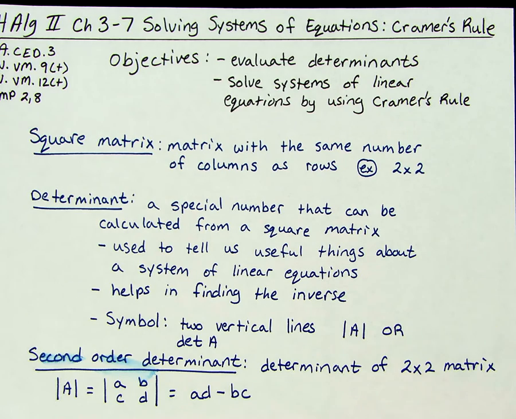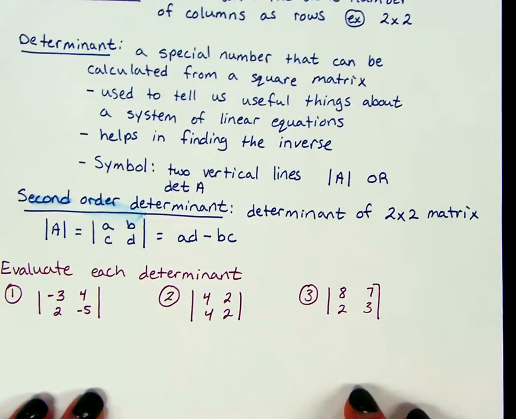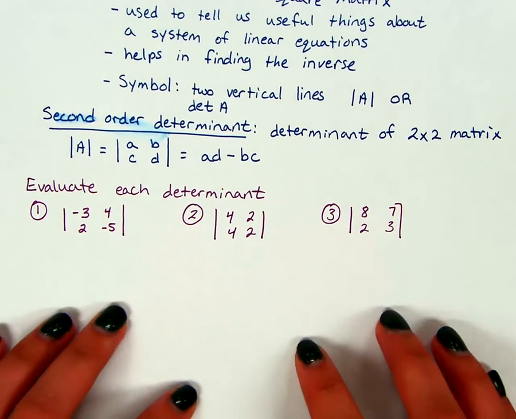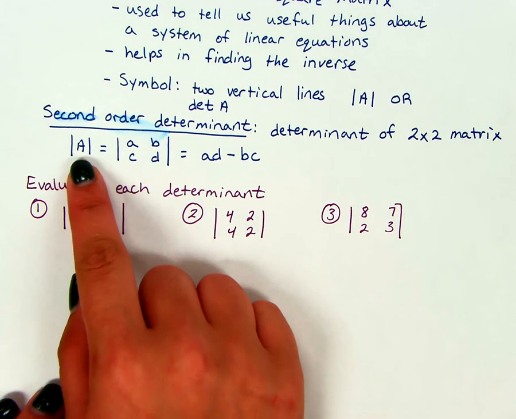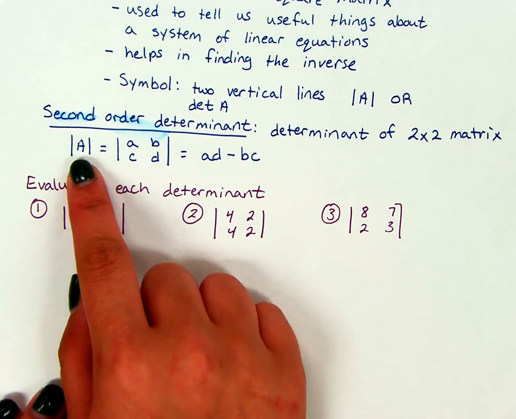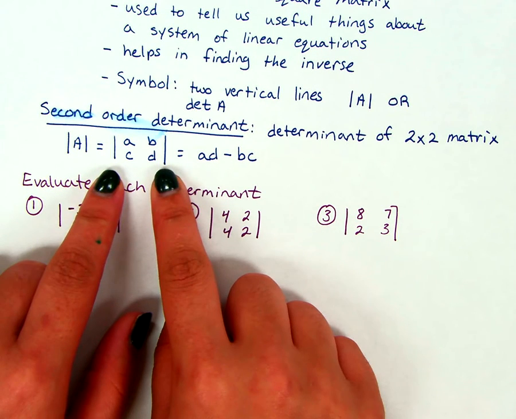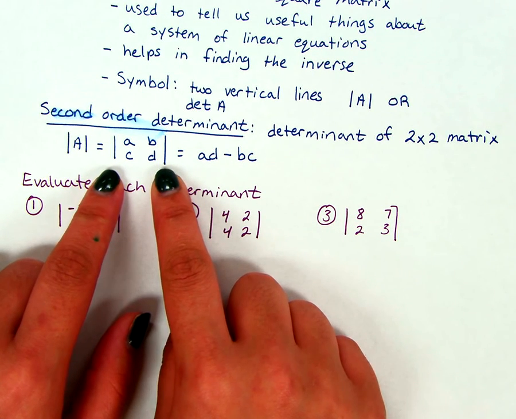So we're going to start with second order determinants first. This is just a determinant of a 2x2 matrix. So again, we're going to see this. We're asked to find the determinant of matrix A, or we're just going to see vertical bars around our matrices instead of the brackets.